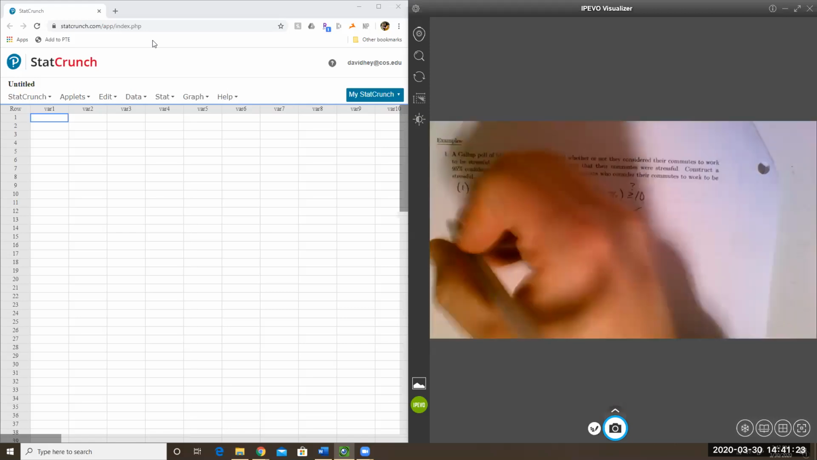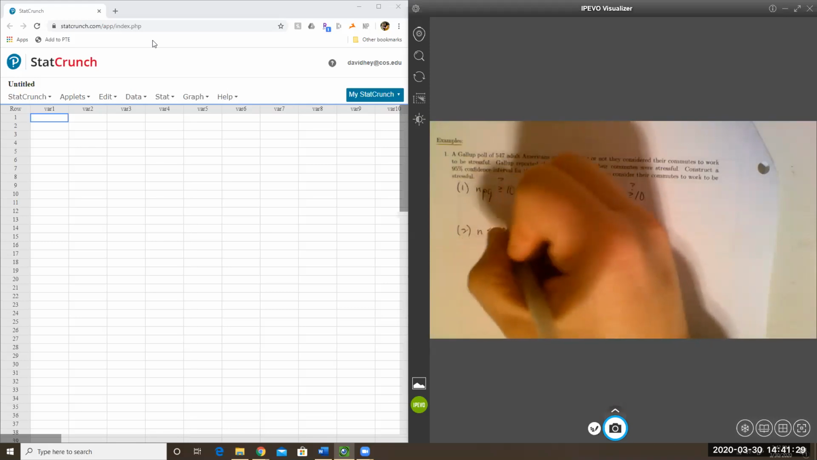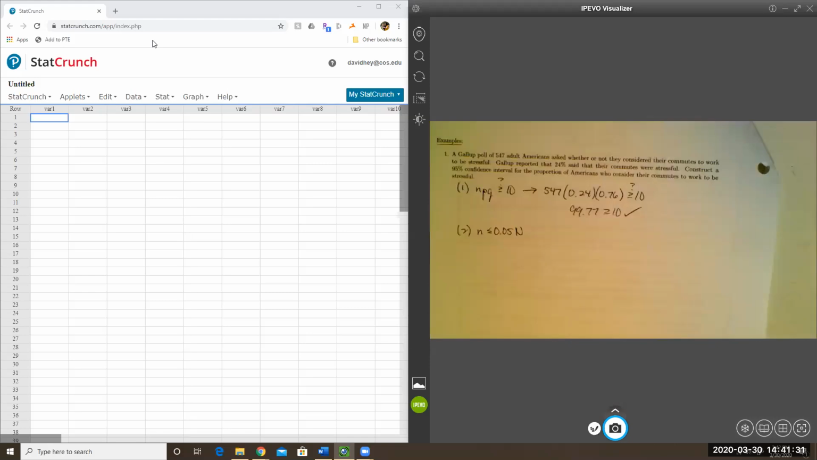The second condition we have to check is that little n has to be less than or equal to 0.05 times capital N. And here we're a little bit stuck because we're not told what our population size is. We are told what our population is. Our population is adult Americans. So you could Google how many adult Americans there are if you wanted to.